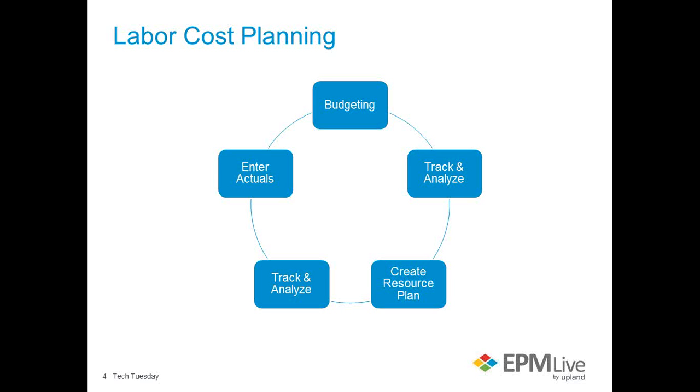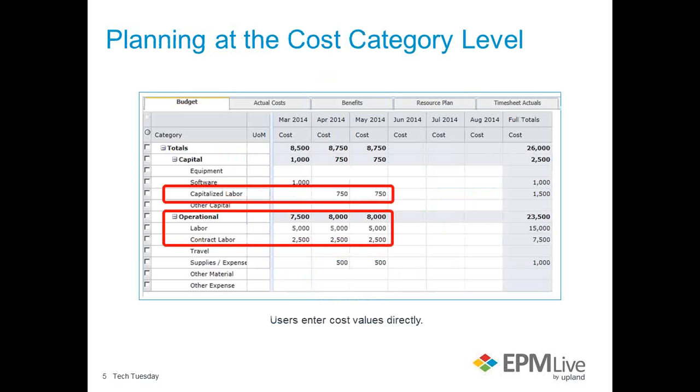So again, we're focusing on two types of planning: cost planning at the cost category level, where users would enter cost directly, and cost planning at the cost category role level, where users enter units of measure, which are hours, and then based on each role and that rate, the cost would auto-calculate. Let's talk about some of the benefits and use cases for both.